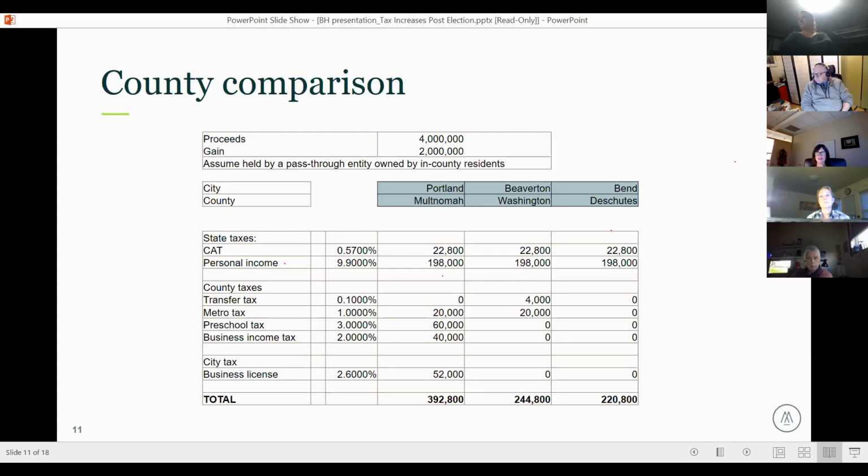So there are some fairly stark differences based on where the property is located. Close to $400,000 in Portland, Multnomah, and then it drops pretty quickly down to $220,000 in Deschutes. This is assuming that Bend isn't the city with that transfer tax.